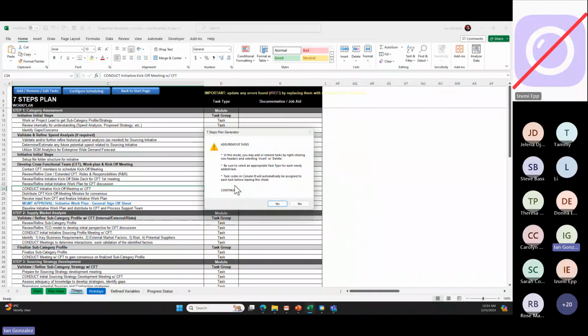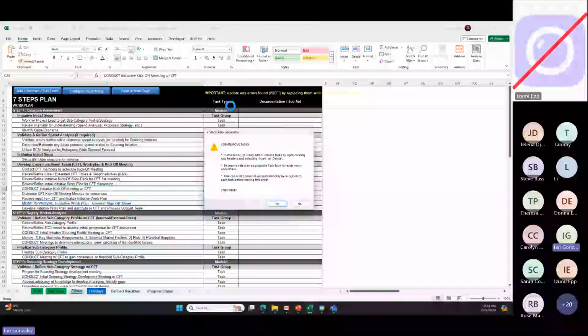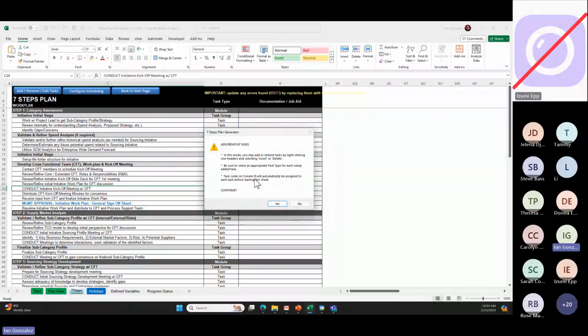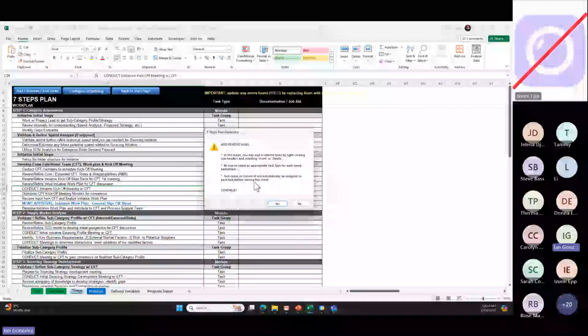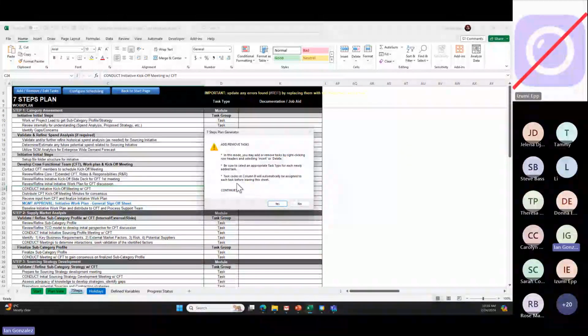You want this to be the 8 steps of strategic sourcing. Okay, you define that. Okay, so the task codes in column B, where is that? That's hidden. Okay, but anyway, there's a task codes here. It'll automatically be assigned to each task before leaving the sheet. You'll see that when we do scheduling, configure scheduling. For now, it's hidden, so I'll just continue.